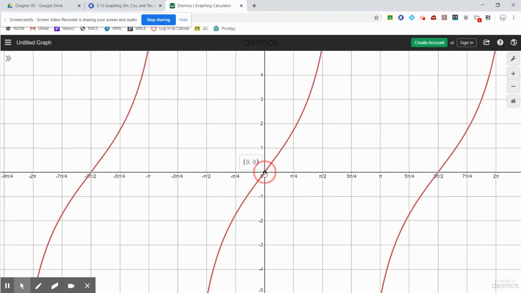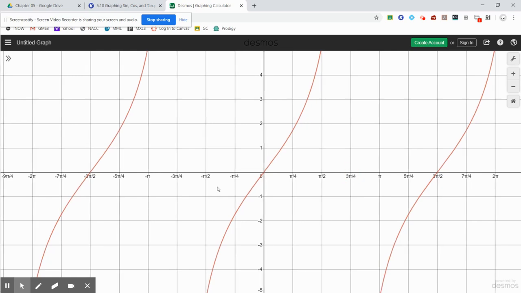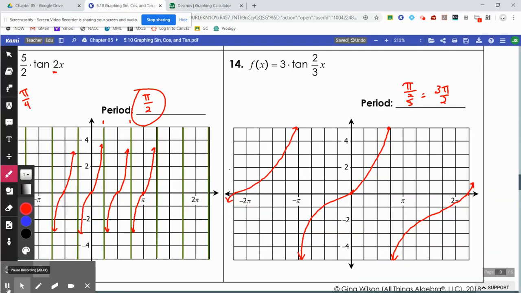Again, you have x-intercepts here at 0. You got another one over here at 3 pi over 2 and negative 3 pi over 2. Your asymptote lines will occur here in the middle at 3 pi over 4, negative 3 pi over 4, negative 9 pi over 4, and so on and so forth. We're just going to transfer that over to our paper, and here's our graph. And you can see there the asymptote lines.